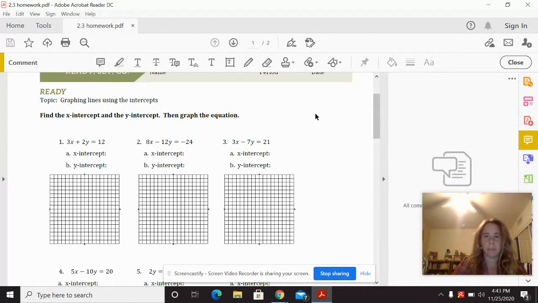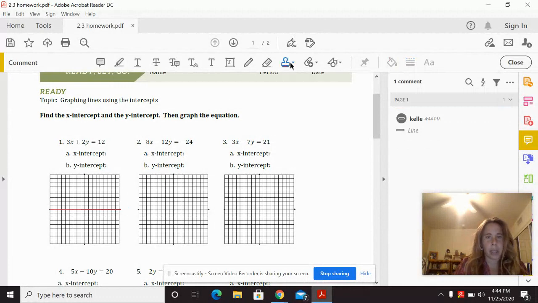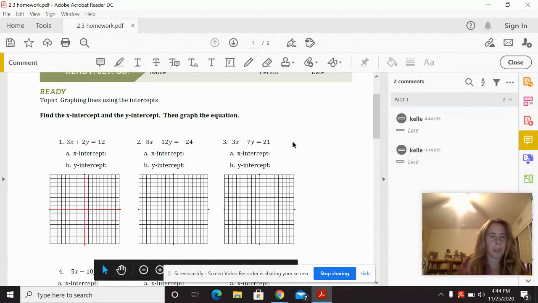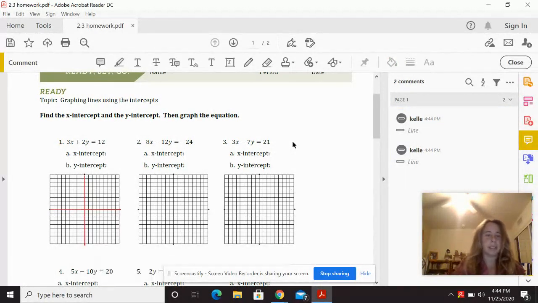All right, so x-intercept. Let me go ahead and draw lines in so you can better see the x and y axis. Here's my x-axis. And then I'll put in my y-axis. So I have my x and I have my y-axis.